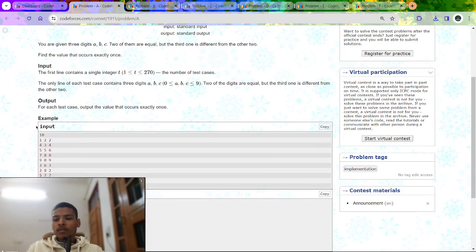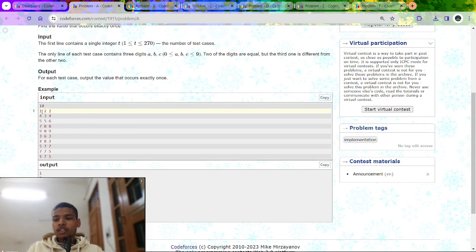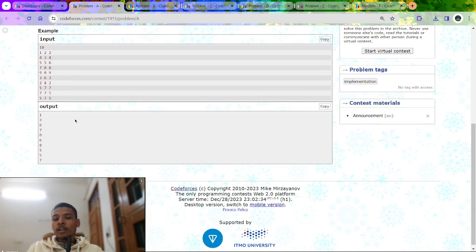In this question we have to tell the number which is occurring only one time, and the rest of the numbers occur two times in the array. For example, my 1 is occurring only a single time and my 2 is occurring two times. So how to find this answer optimally? In a single line you can find this answer.